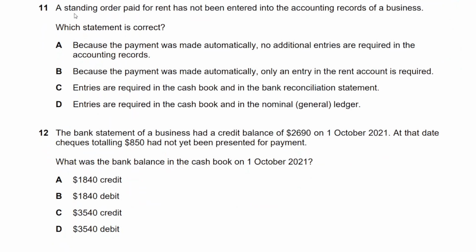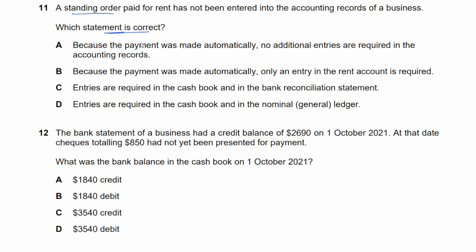A standing order means you make fixed payments automatically from your bank. Let's say you have some internet bill, it's fixed every month. You pay that using standing order, so you don't have to pay that every single time manually. The bank will automatically pay a fixed amount at a fixed interval. Let's say end of the month, $20 every month. The bank will do that for you. That's a standing order. A standing order paid for rent has not been entered into the accounting records of a business because it's paid directly through the bank.